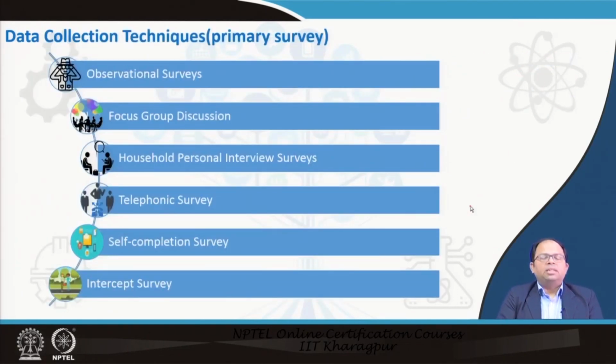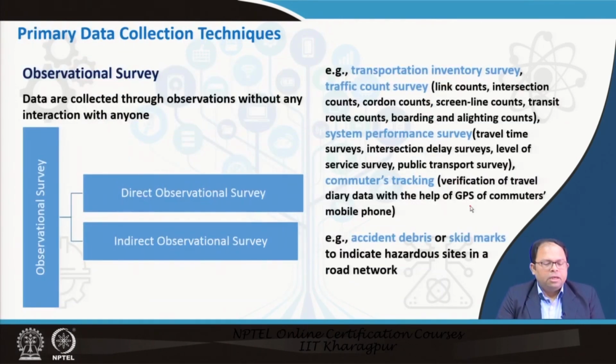Now coming to data collection techniques, particularly for primary survey, we have different data collection techniques such as observational surveys, focus group discussion, household personal interviews, telephonic surveys, self-completion surveys, and intercept surveys. So in observational survey, data are collected through observations and without any interactions with any particular person or individual. So it could be either direct or indirect.